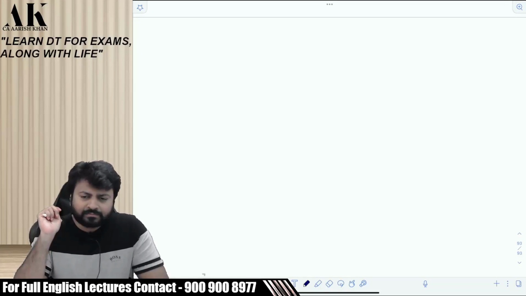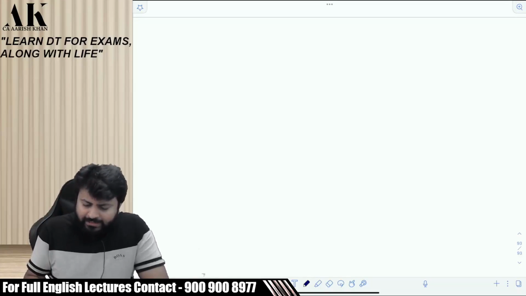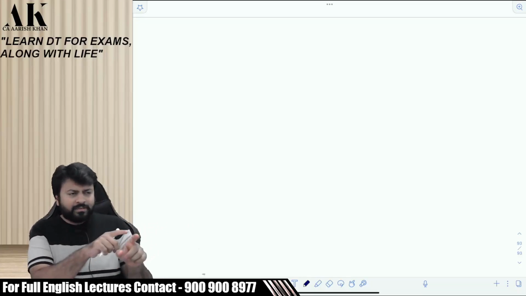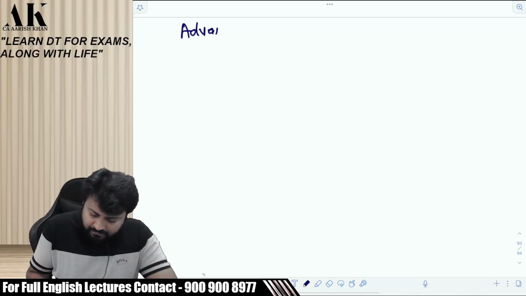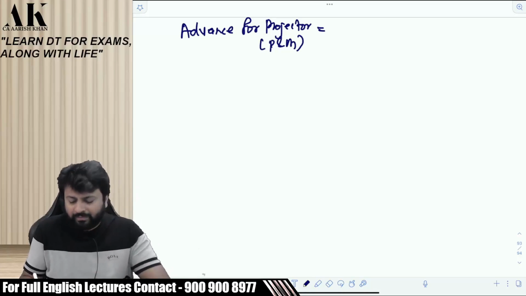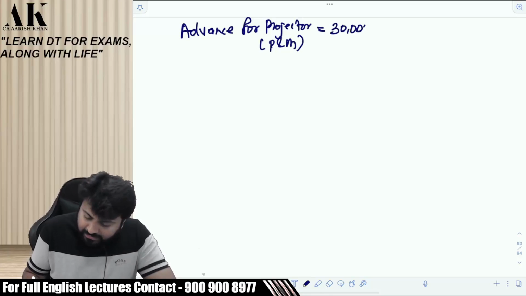Okay. And I said that I want this type of projector. These should be the features in that, etc. He said, give advance. So I gave him advance for projector. Projector is nothing but plant and machinery, right? In the eyes of the law. I gave 30,000 rupees advance to him. Okay.